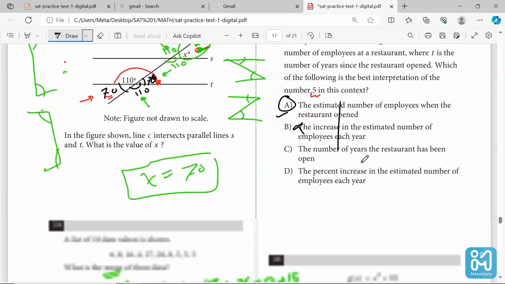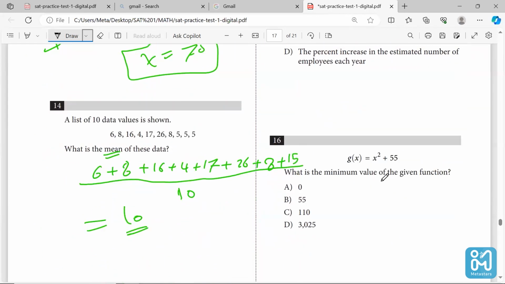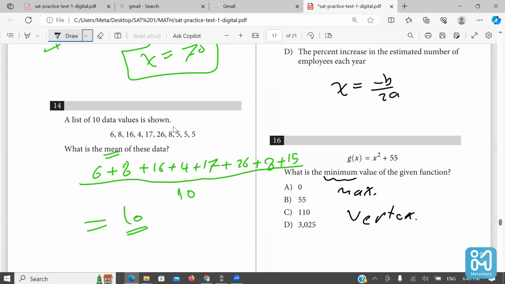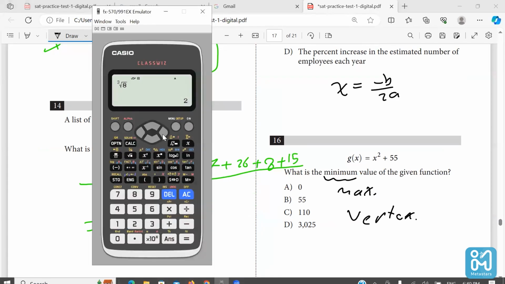Okay, question 16, because we are talking about calculator, I need the minimum. Look, when I have a quadratic and I ask you about minimum or maximum, they ask you about what? The vertex. How are we going to find the vertex? You can use the rule x equals negative b over 2a and plug in the answer here. Or you can use the calculator. Already we explained it right now.